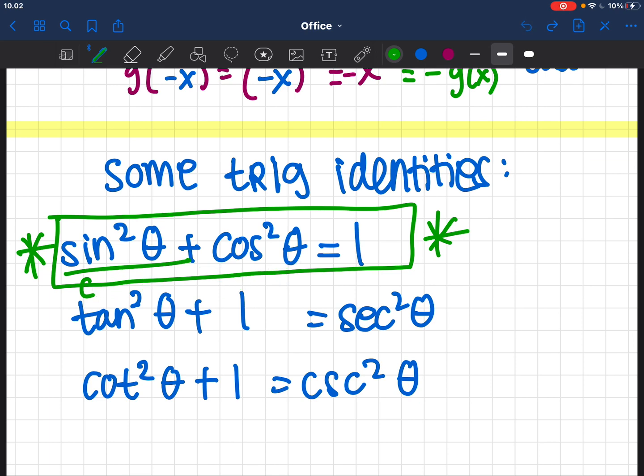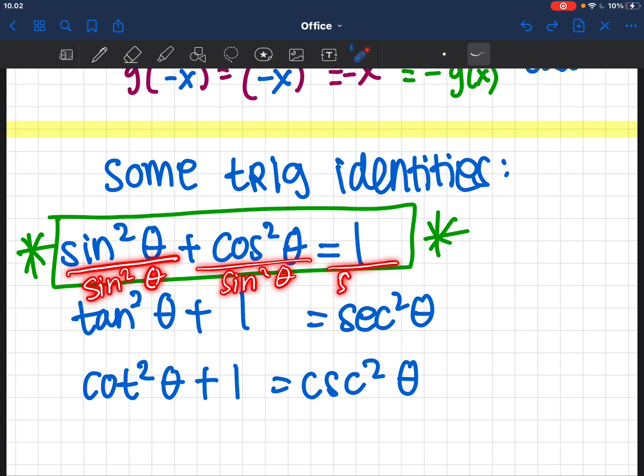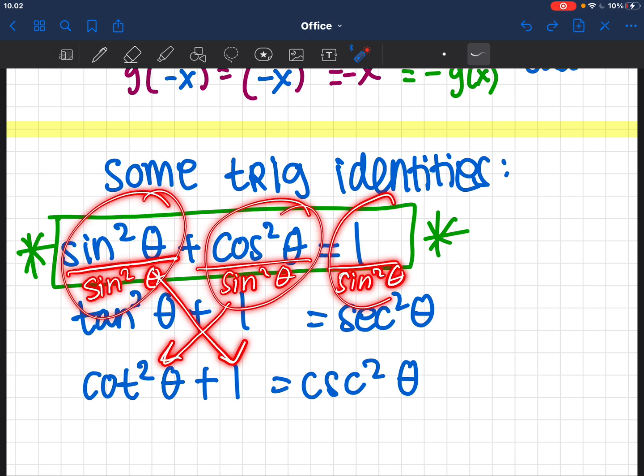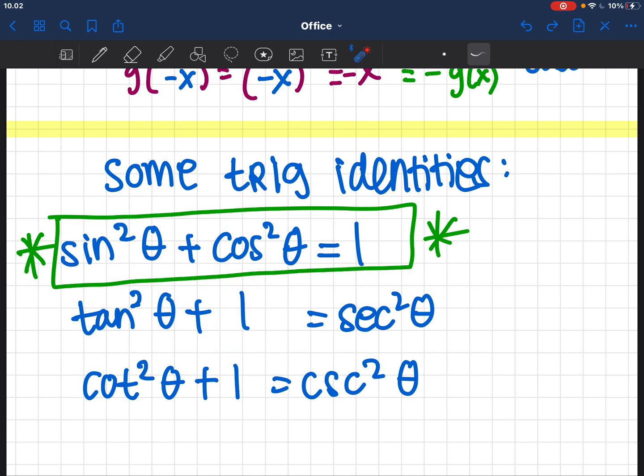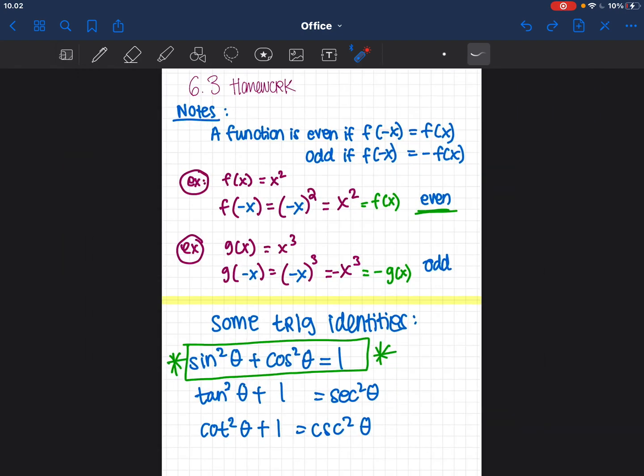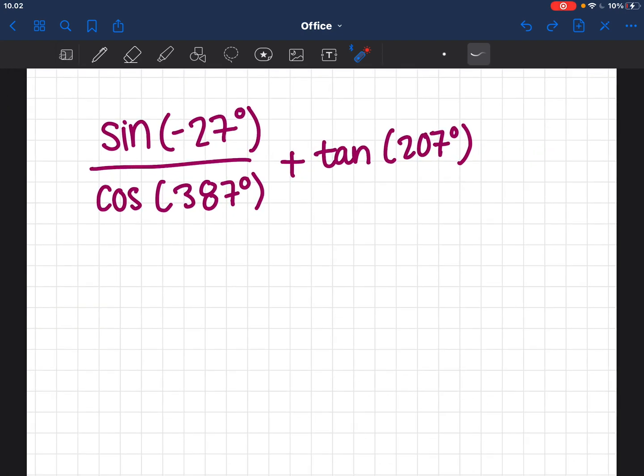Alright. And again, like cotangent squared theta, it would be me dividing all of these by sine squared theta. So this becomes cotangent, this becomes 1, this becomes cosecant squared theta. That's why I want you guys to know this one, at least. If you can memorize the other ones, do, but if you're lazy like me, memorize that one only. Alright, so let's get back to this.